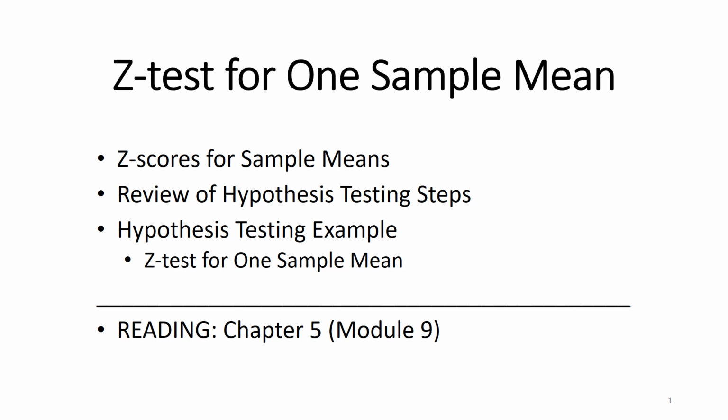So we're going to talk briefly about the z-scores for sample means and how they're z-scores, just like z-scores we've seen before. But the formula itself is tweaked just a little bit for computing for sample means. Then we're going to do a quick review of the steps of hypothesis testing, and then we're going to walk through a testing example using this z-test for one sample mean. The reading for this one is going to be Chapter 5, Module 9. Once again, this refers to the 4th edition of your course textbook.